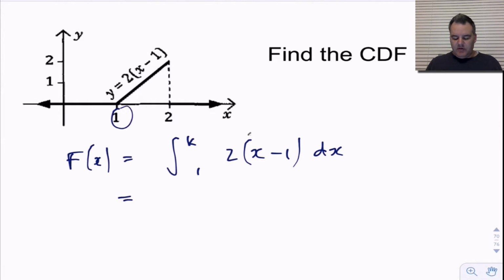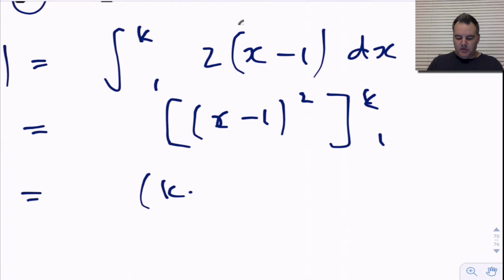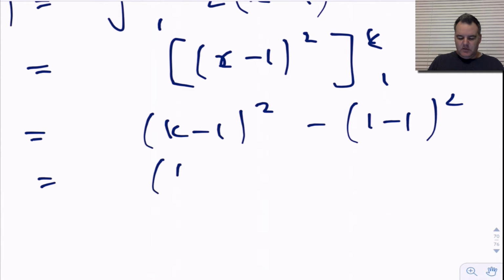So if we do the integration there, 2x minus 2, we could think of this as the reverse chain rule. So add 1 to the power, divide by the new number, and those 2's will cancel. So we're really just left with x minus 1 squared between k and 1. Alright, so this is k minus 1 squared minus 1 squared. So k minus 1 squared, because that's 0 there.